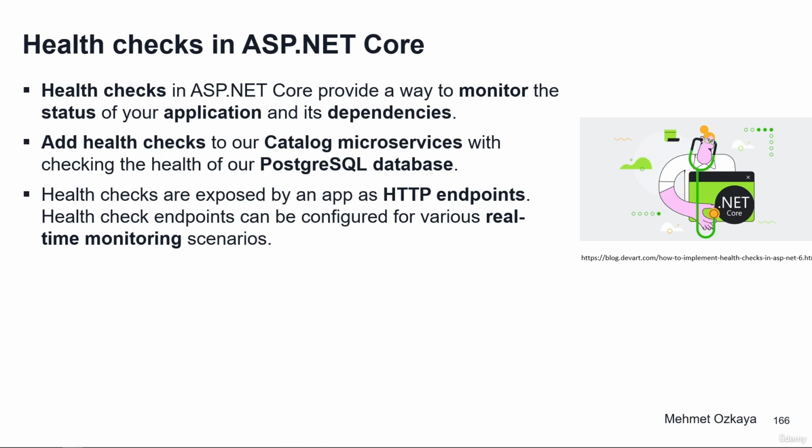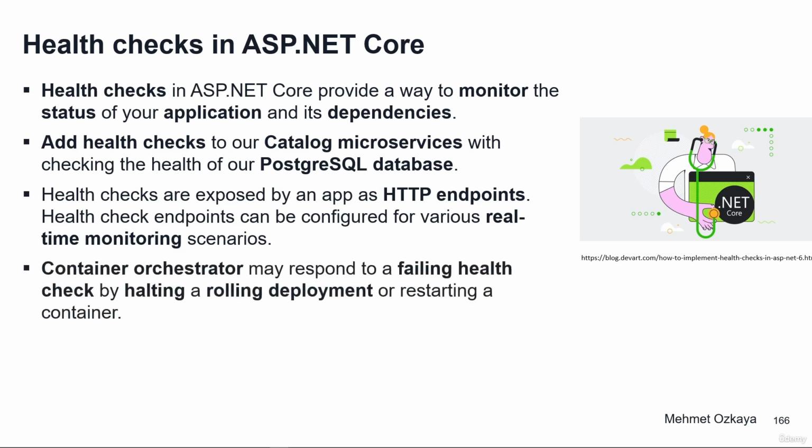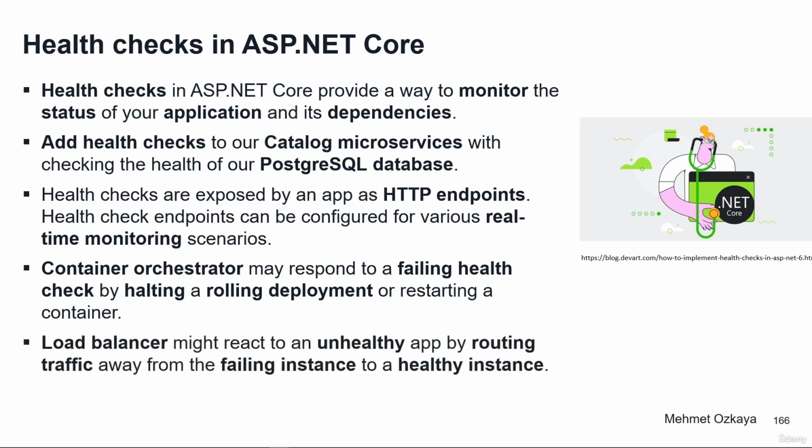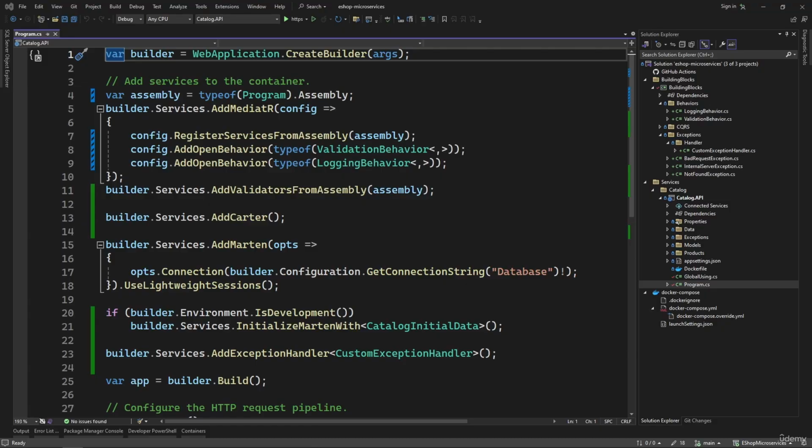So that means health checks and health probes can be used by container orchestrators and load balancers in order to check an application status. For example, a container orchestrator may respond to a failing health check by halting a rolling deployment or restarting a container. Or another example is a load balancer might react to an unhealthy application by routing traffic away from the failing instance to healthy instances. Let's start by setting up basic health checks in our application.